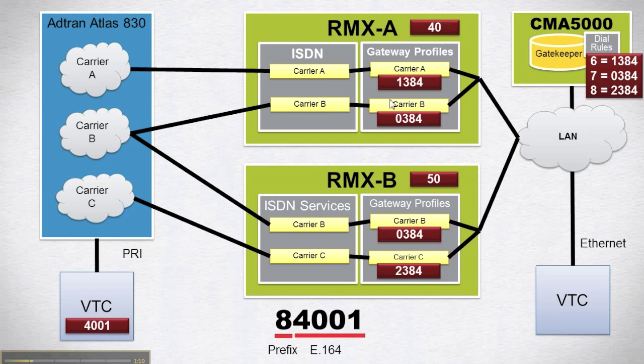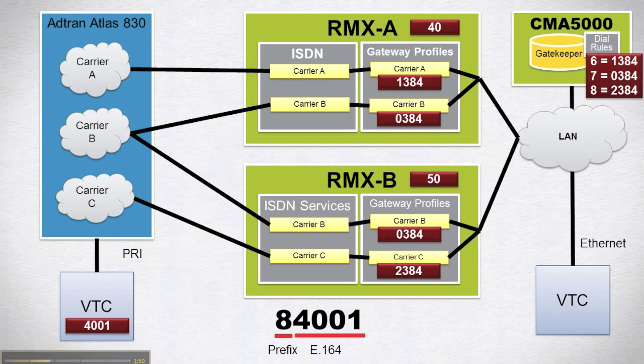The gateway profile is 1384. And prefix 7 gets you 0384, which is over here as carrier B. But also, if you look down here at RMXB, 0384 exists down here as well. So 7 can actually go across both of these, and I'll describe that in detail a little bit later. And dial prefix 8 will route the call out to 2384, which comes down here as carrier C. So as you can see, I have carrier A, carrier B, carrier B again, and carrier C.